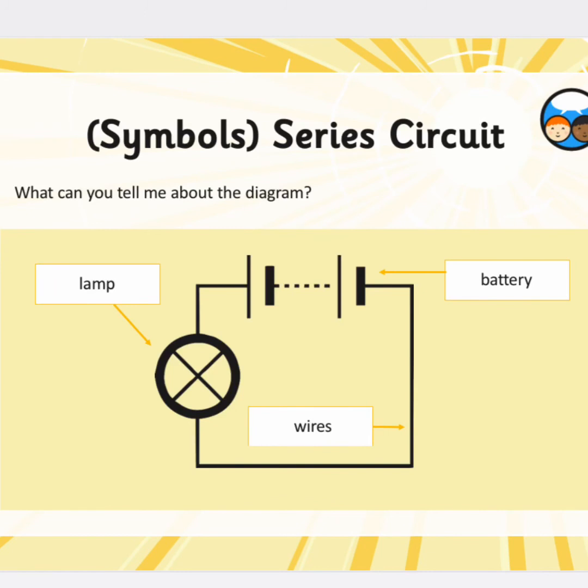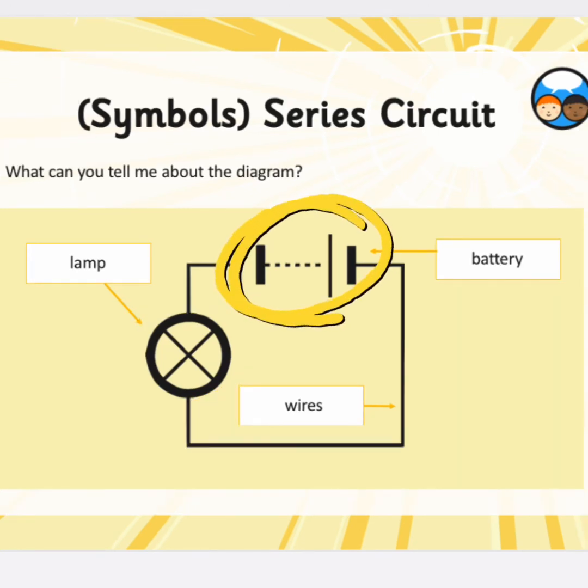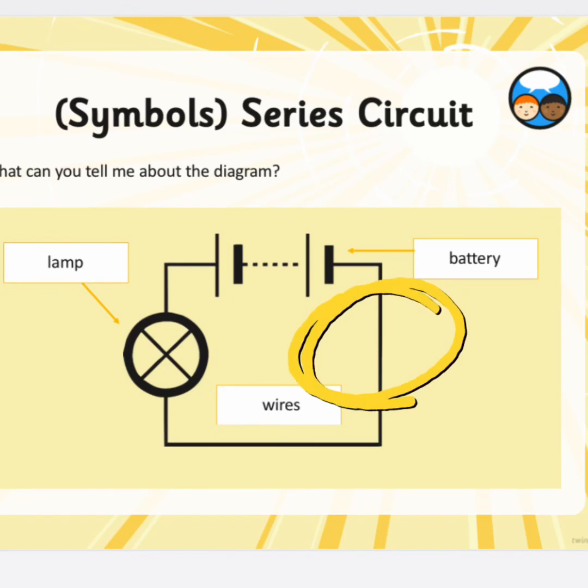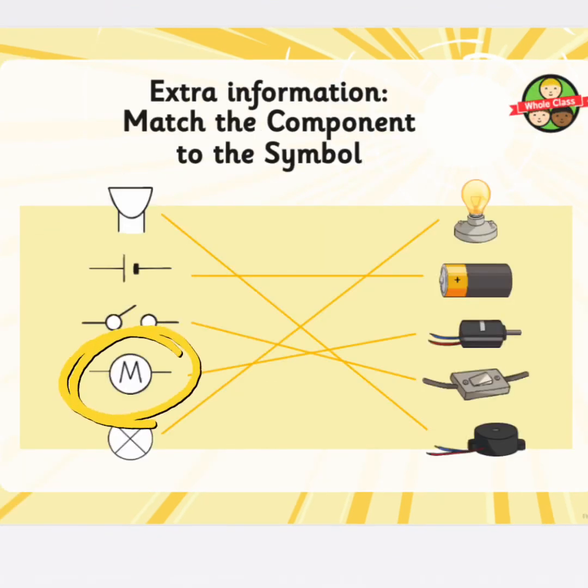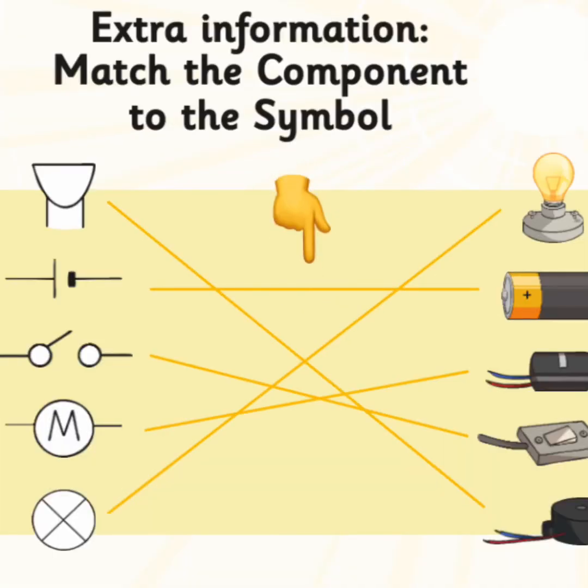This is how a diagram of the circuit looks. Have a look at this. This symbol shows a lamp. This shows a battery. This shows wires. This shows a motor. Now have a look at the components matched to the symbols.